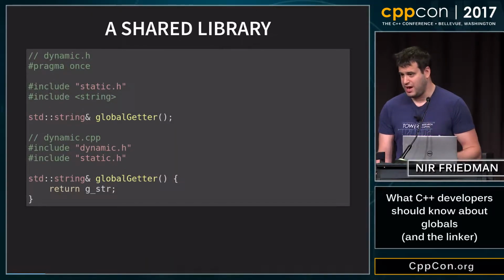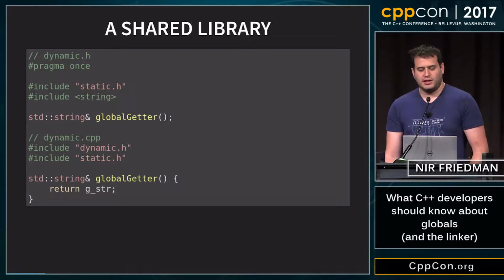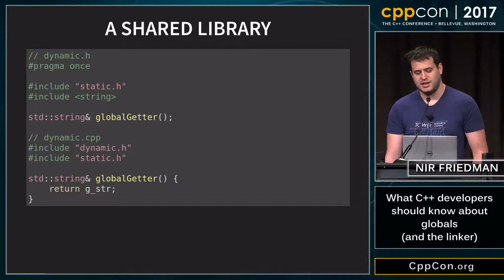Okay, so now we have a shared library. If you're a little fuzzy on static versus shared libraries, I'll also talk a little bit about the difference shortly. So what does the shared library do? Well, it has a function that basically just gets this global that it gets from the static library. So the shared library depends on the static library.